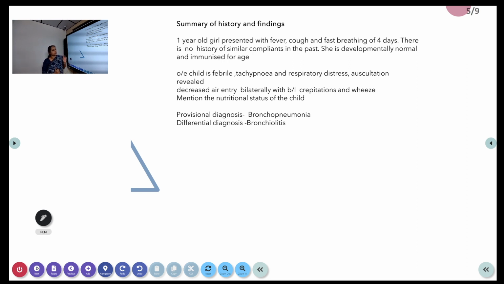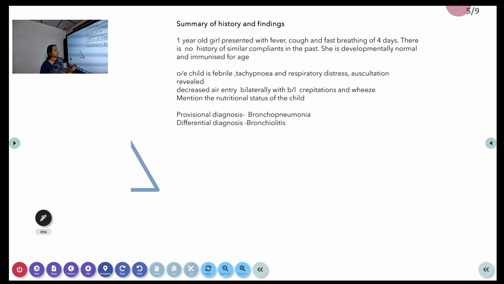So this child has no history of similar complaints and is a developmentally normal, fully immunized child. Then you will have to summarize the history, and when you summarize the history, comment about the development and the immunization status. Then on examination, you find that this child has fever, is tachypneic, having respiratory distress, with decreased air entry and bilateral findings, crepitations, wheeze. After that, you mention the nutritional status, whether the child has PEM, short stature or wasting, whatever it is.